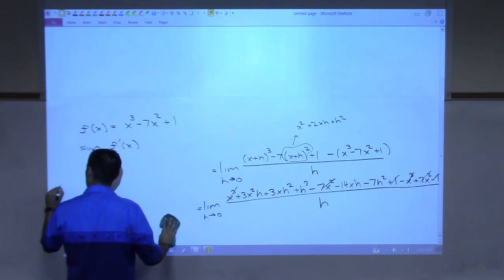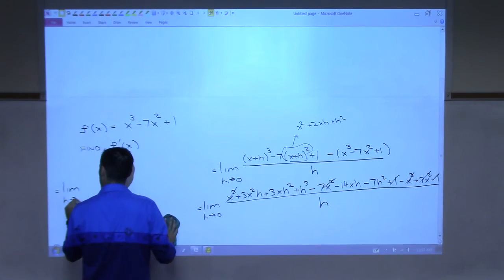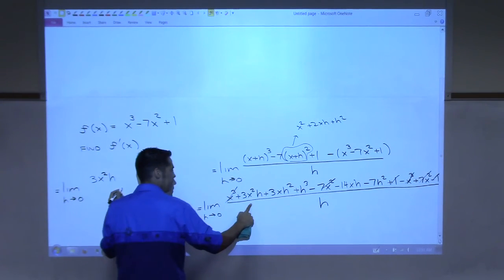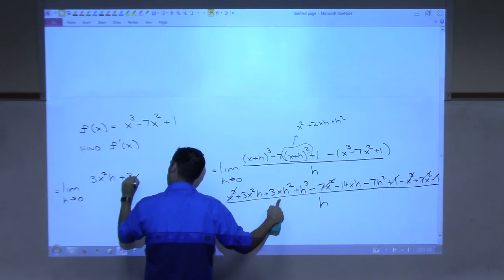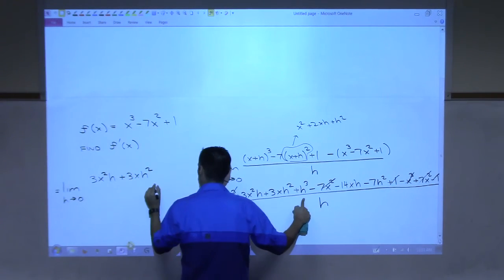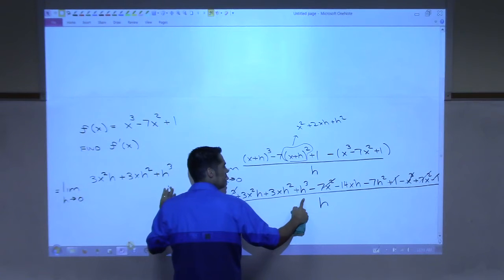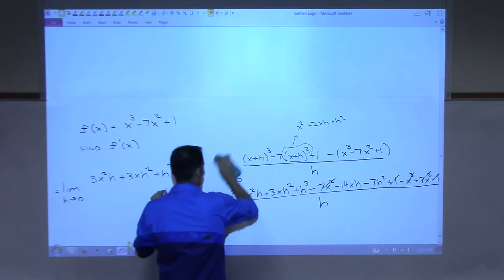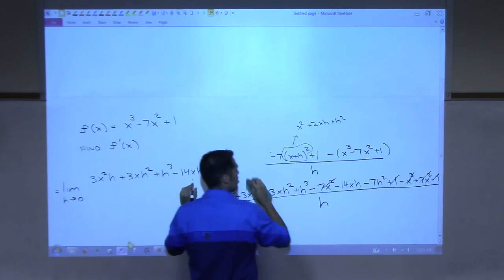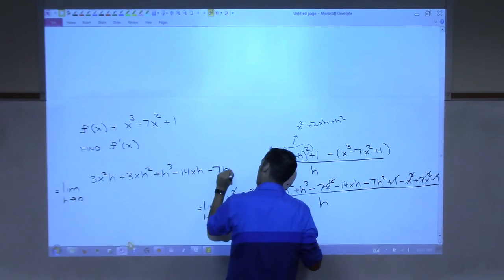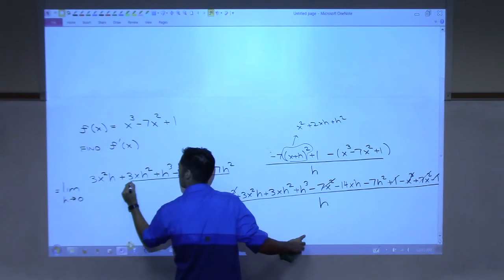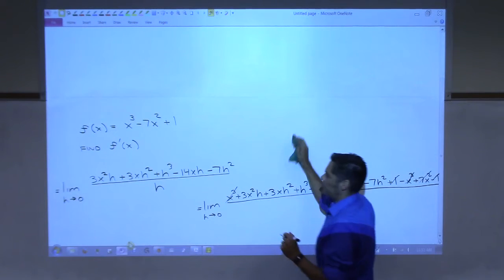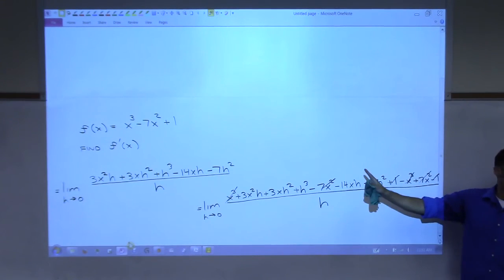So this equals the limit as h goes to 0 of 3x squared h. I'm happy to see an h, right? Plus 3xh squared, really happy to see an h, plus h cubed, minus 14xh, minus 7h squared. Is that it? Get everything there? All over h. Factor an h out of the top.